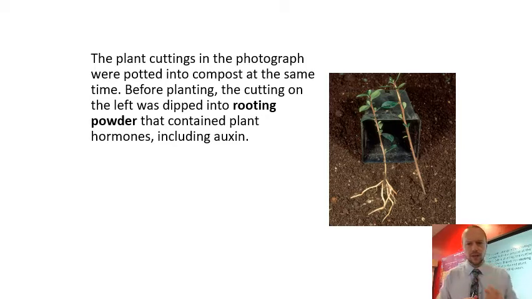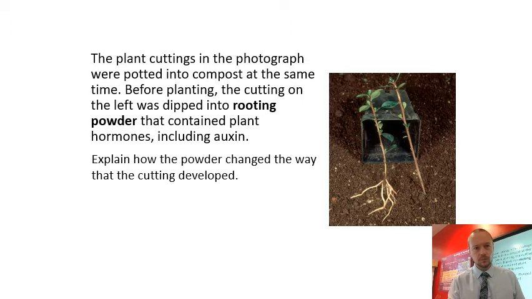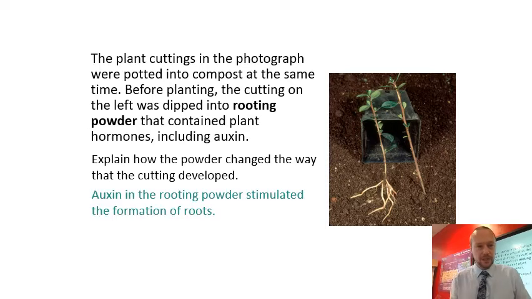This is how apple trees and things are grown. So you get an apple tree which is producing the best apples, and you can take cuttings of it, so you know that it's genetically identical. So how does this work? The rooting powder has auxins in, and the auxins basically stimulate the formation of roots from what was stem. So use number 2 for auxins is they can be used for rooting powder.